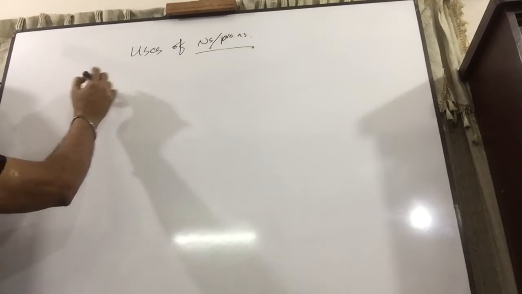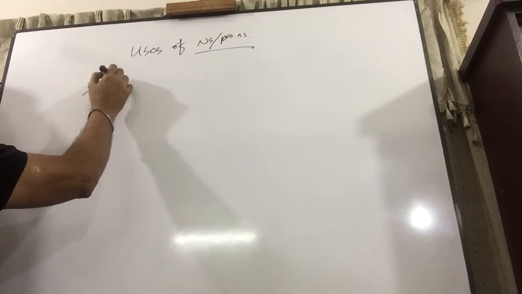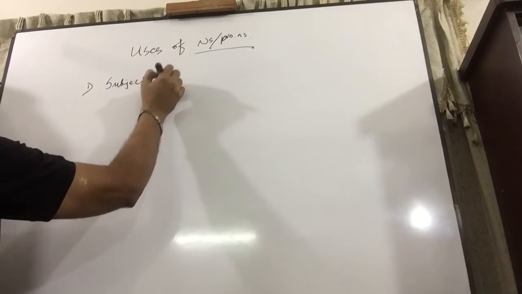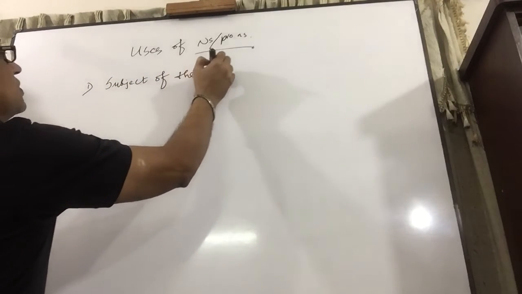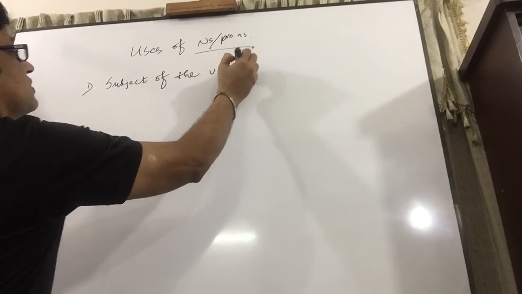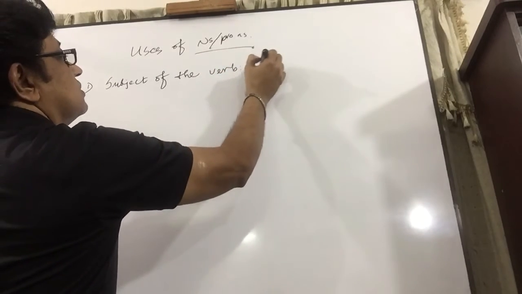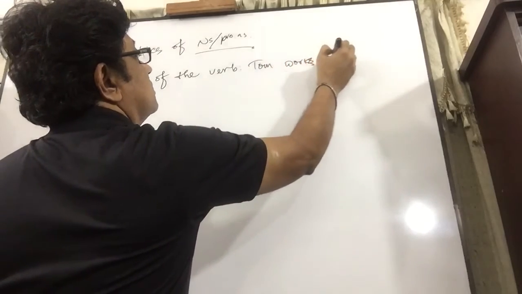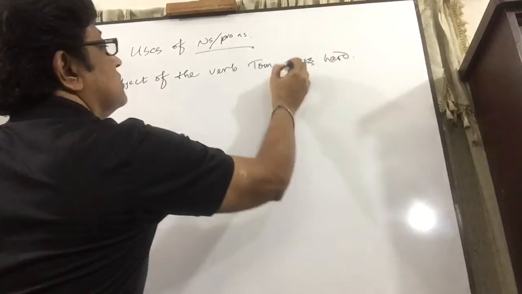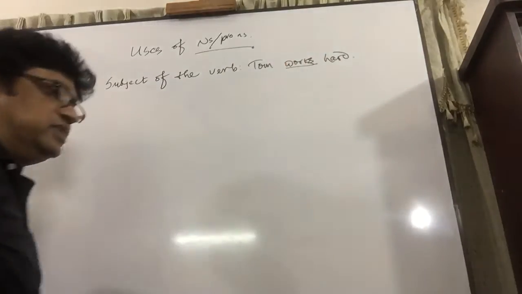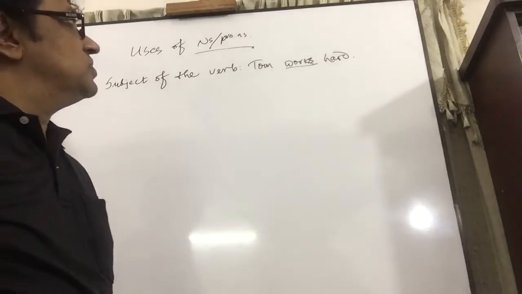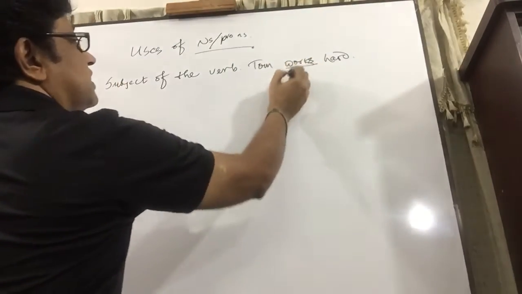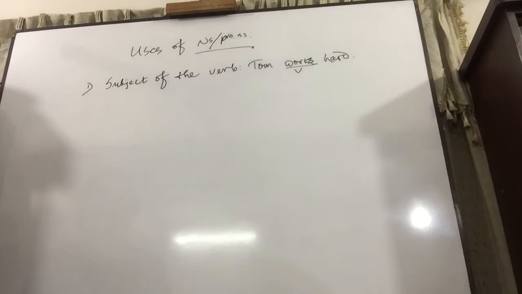Number one, subject of the verb. Suppose, Tom works hard. It is very easy to find a verb from the sentence. Find the verb. What is the verb in the sentence? Works.